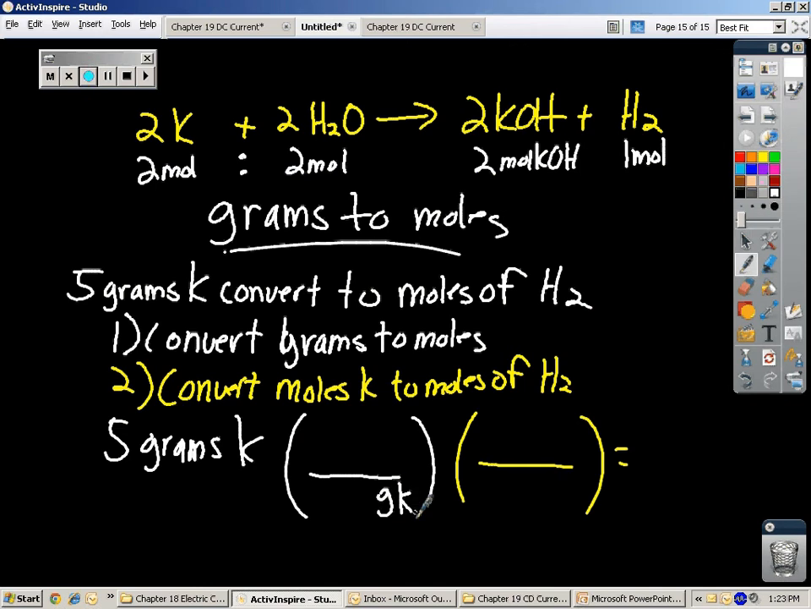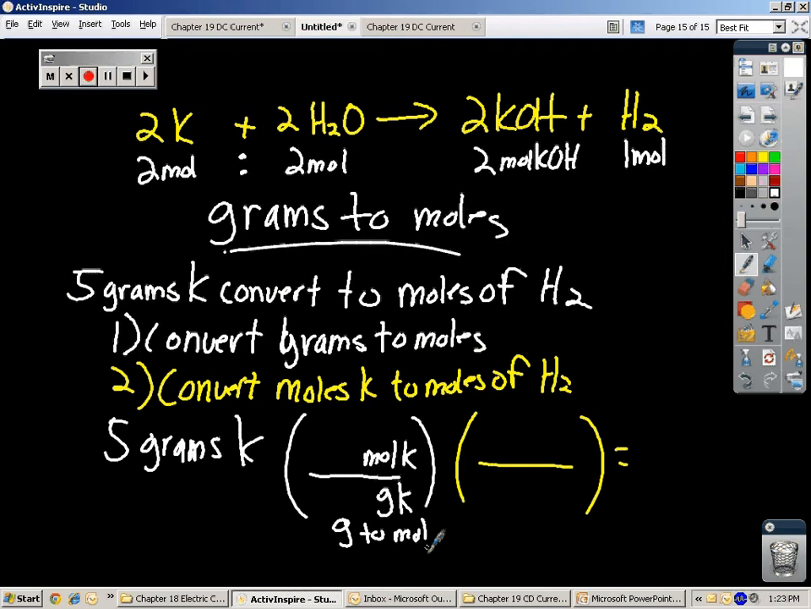Now, I'm not going to put in any of these values yet. I'm just going to put the units in so you guys can see what's going to happen and why things go where they go. Now, if I have grams of potassium, what am I trying to convert this to in my first step? To moles, right? So we need moles of potassium. So this is our grams to mole step. We're converting grams to moles.